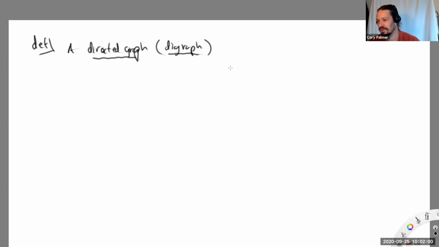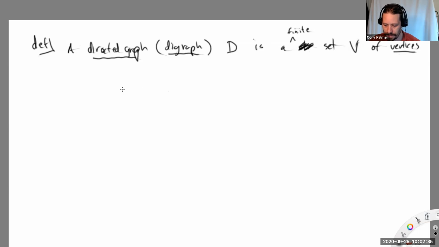Let me give a formal definition, kind of like the definition for graphs that we had originally, but these are not that hard to deal with. So a digraph D, we usually use D instead of G for digraphs. Again, it's two sets, a vertex set and an edge set. So it's a finite set V of vertices. That's the name of this set here.